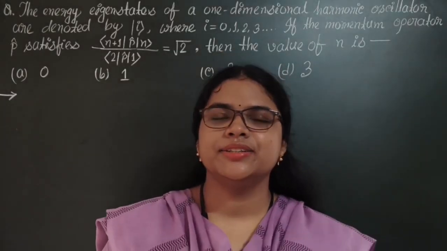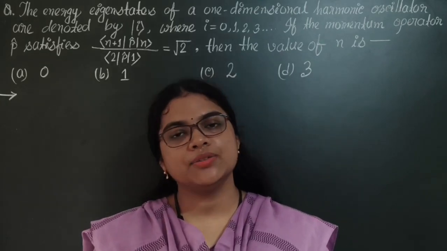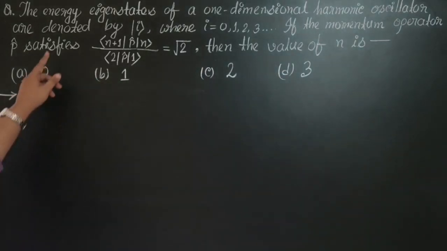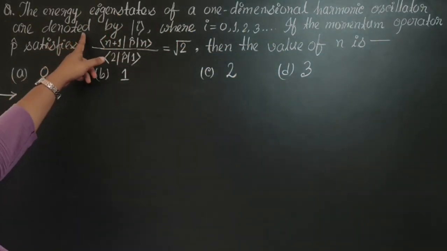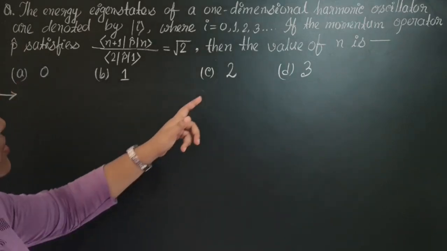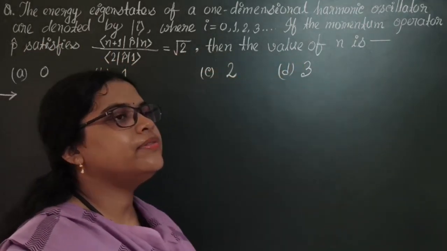Hello everyone. Today I am going to discuss a previous year question of CSIR NET 2025. This is a question of harmonic oscillator that says the energy eigenstates of a one-dimensional harmonic oscillator are denoted by |n⟩, where n can be any state 0, 1, 2, 3, etc. If the momentum operator P satisfies this, then the value of n is what?